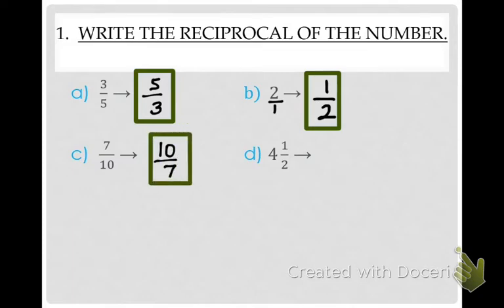Now the final one looks a little different because it's a mixed number. I have to turn that mixed number into looking like a regular fraction, which would be an improper fraction. Just the boys, what would this be as an improper fraction? 9/2. And just the girls, what would the reciprocal of 9/2 be? 2/9. Do you guys feel like you understand reciprocals? Okay, all a reciprocal is flipping a fraction. So it's got to be a fraction in order to have a reciprocal.